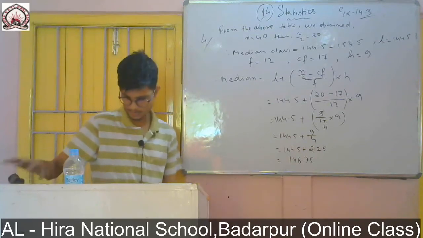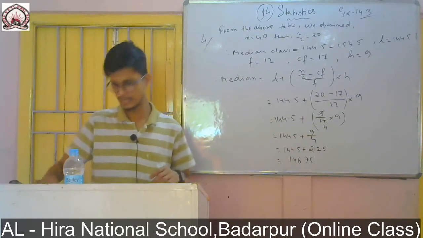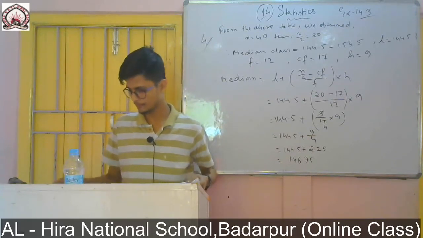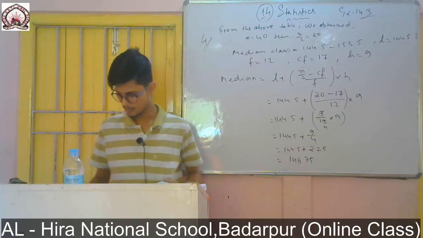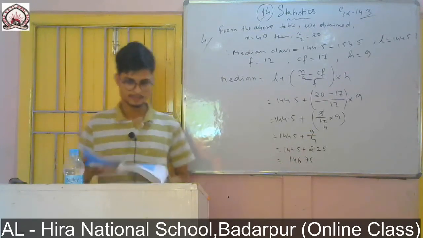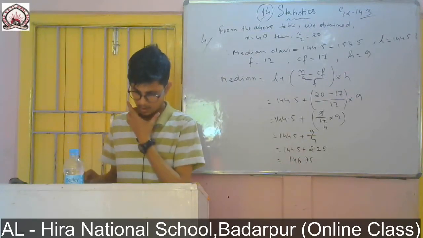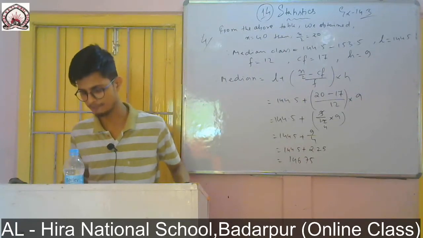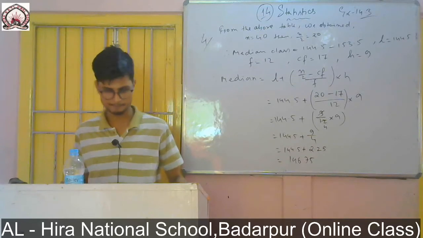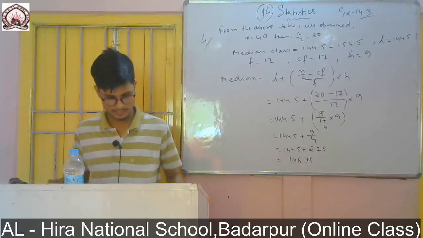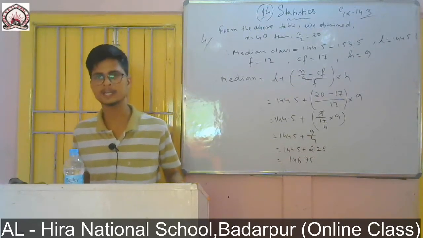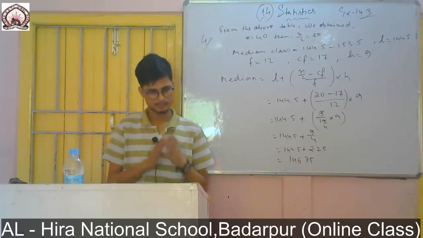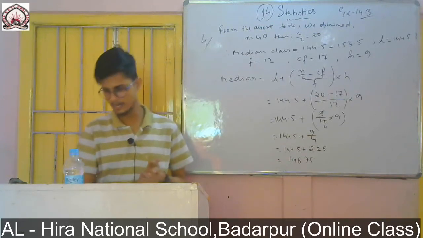So in the last line you write, therefore the median length of the leaves is equal to 146.75. So now question number 5, you see, the following table gives the distribution of the lifetime of 40 neon lamps. So here the table is given and it gives the lifetime of 40 neon lamps. So same like the sum which we have done earlier.